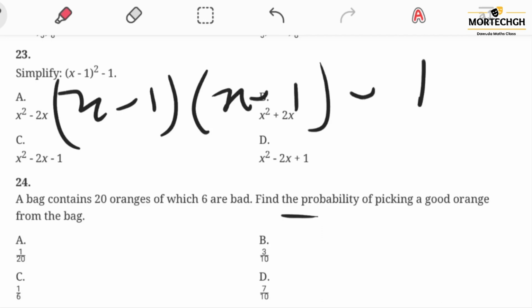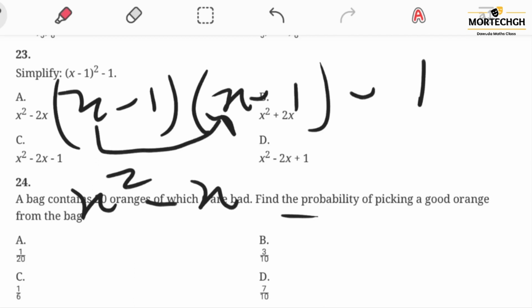x times x gives you x squared. You take the first term of the first bracket and multiply the whole of the other bracket. Then you take the second term from the first bracket and multiply the second bracket. So x times x gives you x squared. x times minus 1 gives you minus x. Minus 1 times x gives you minus x. And then the last one, minus 1 times minus 1, gives you positive 1.